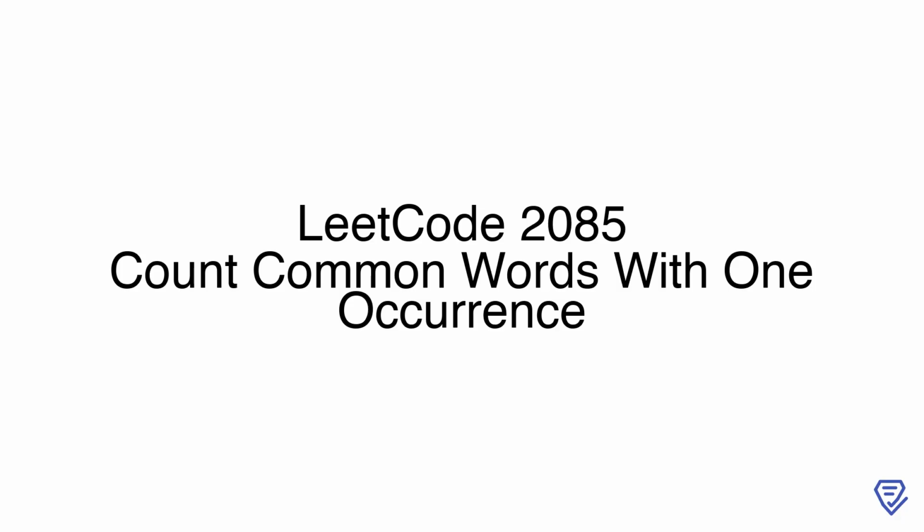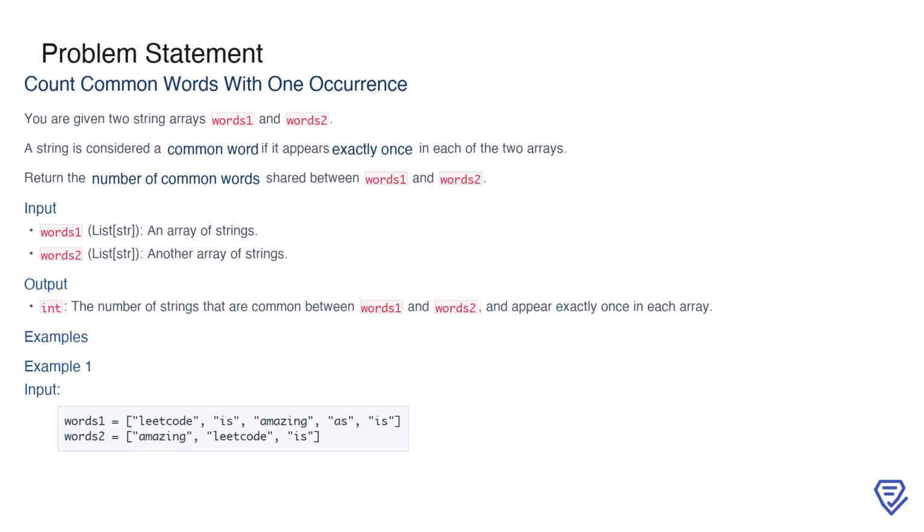Let's dive in. In this problem, you are given two arrays of strings, words1 and words2. The goal is to determine how many strings appear exactly once in each of the two arrays. A string is considered a common word if it meets this condition. It must occur only once in words1 and only once in words2. The output of the problem is an integer, which represents the total count of such common words.